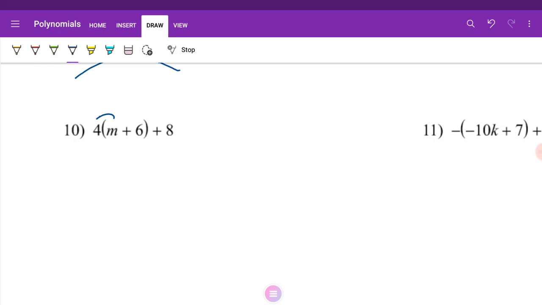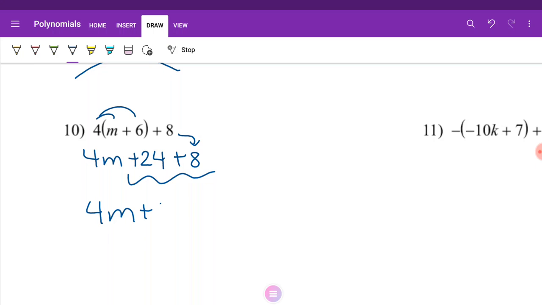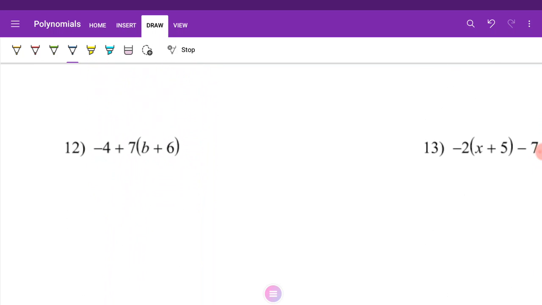Okay, distribute that 4. Now the 4 does not go all the way to the 8 because it's not in parentheses, so this plus 8 just kind of drops down. Then you add your like terms together. Hopefully that all made sense. If not, let me know and I'll explain it to you some more.